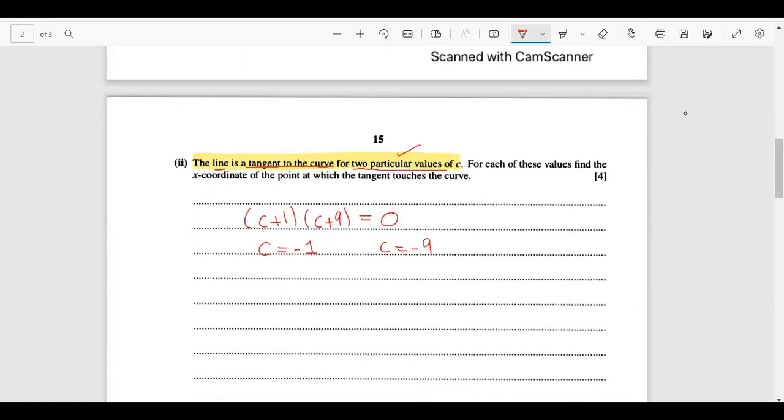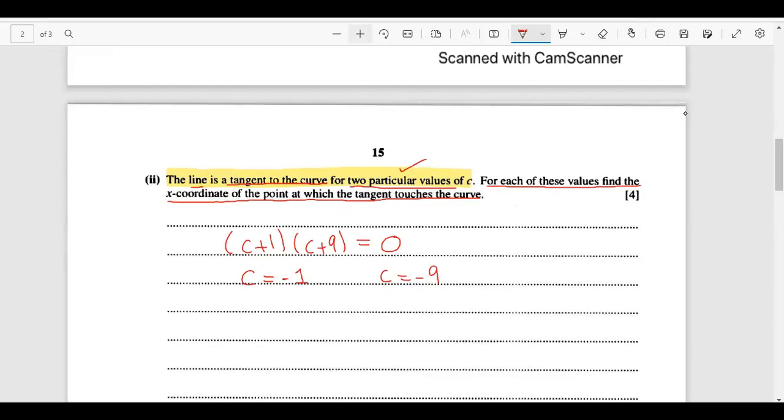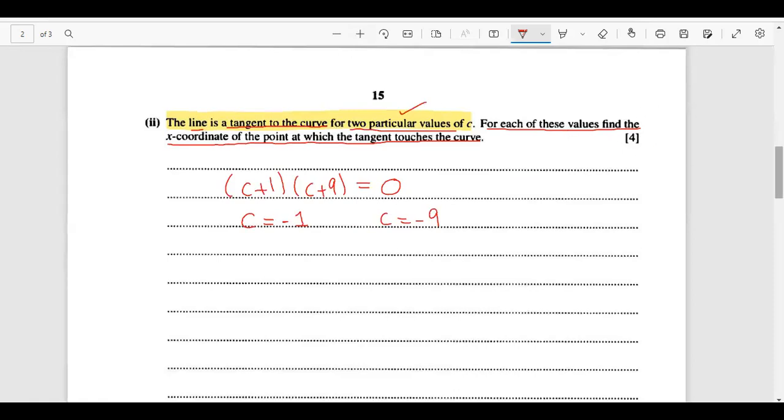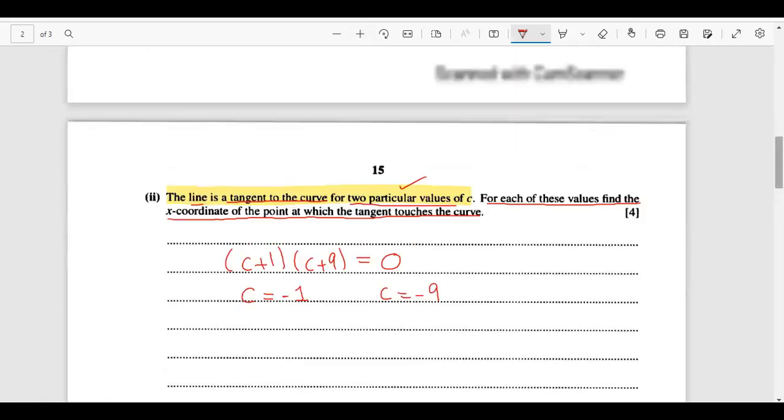Okay, now we have the equal to sign, and when we have the equal to sign, it would be C equals -1 and C equals -9. Okay, this is what we are going to have. Now let's talk about the next part of the question. For each of these values, find the x coordinate of the point at which the tangent touches the curve. Okay, now this is basically the value of C. The examiner wants you to find out, for each of these values, the x coordinate of the point at which the tangent touches the curve.